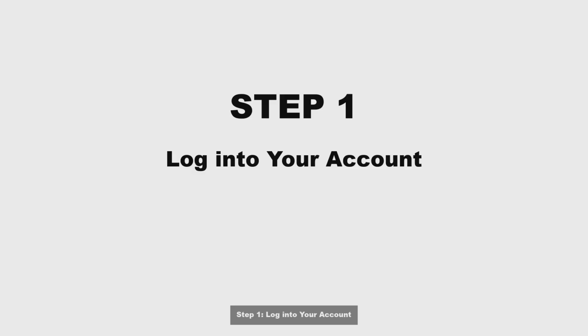Changing your payout method on Reverb is a straightforward process. Follow these steps to ensure you update your payment preferences correctly. Step 1. Log into your account. Visit the Reverb website and log into your account using your credentials. Make sure you have access to the email associated with your account for verification purposes.